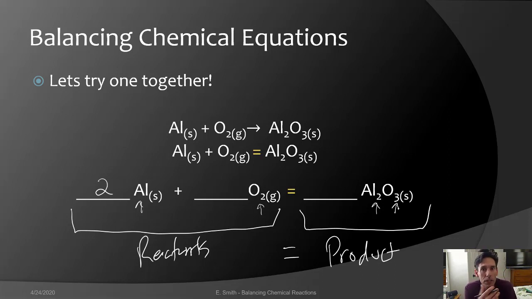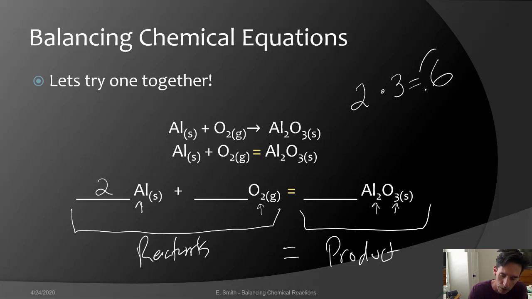Now, if we have 2 and 3, those numbers don't go into each other very easily. But what is the common multiple between the numbers 2 and 3? The common multiple of these two numbers would be 6. That's the common multiple. So what that means is I need to make it so on the left-hand side, the reactant side, I need to have 6 oxygen, and on the right-hand side, I need to have 6 oxygen.